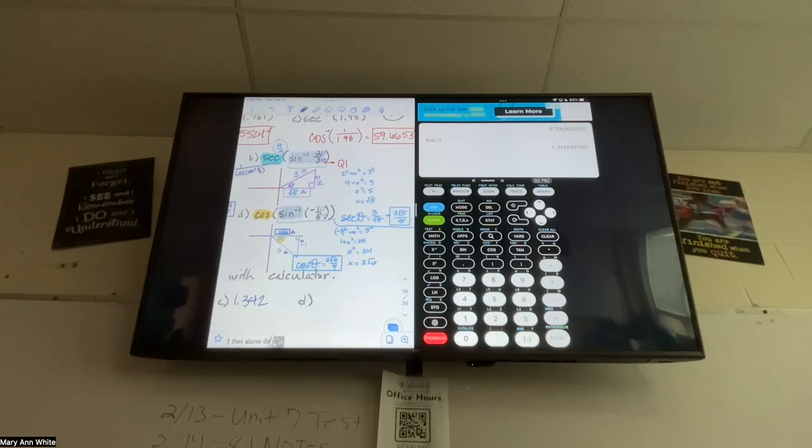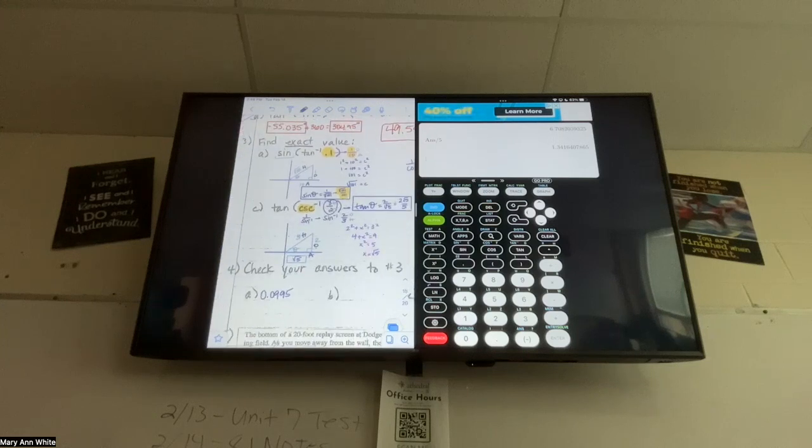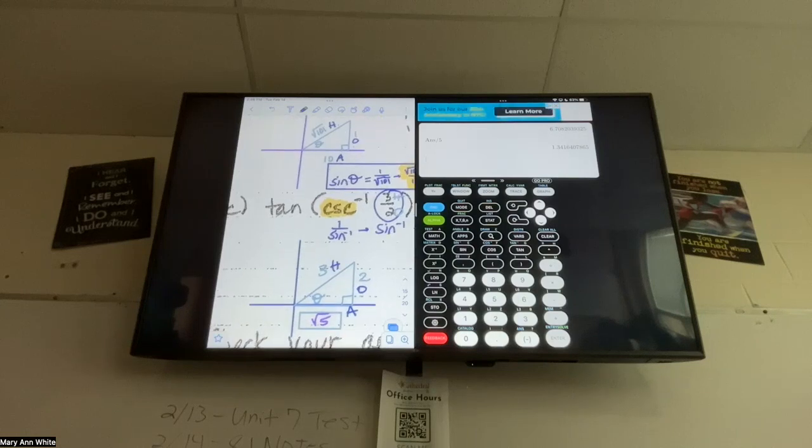All right, one more weird one and then letter D will be super easy, but we'll end with that one. This last weird one says tan of cosecant to the -1st, 3 divided by 2. We cannot treat this like we just did. So we know cosecant's the same thing as 1 over sine. We can't type in tan and then parentheses and then 1 divided by sine to the -1st of 3 over 2. It doesn't work like that.